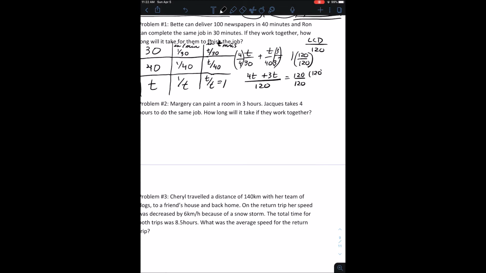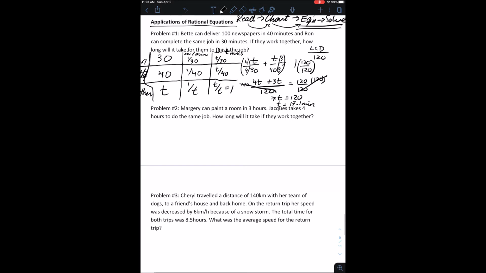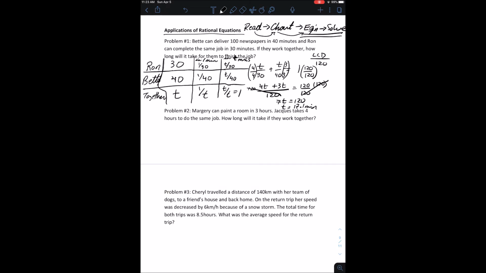And now I'm going to multiply both sides by the denominator to get rid of it. So here I have 7t, and here I have 120, and I just divide by 7, and I get 17.1 minutes. All right, so there you have it.